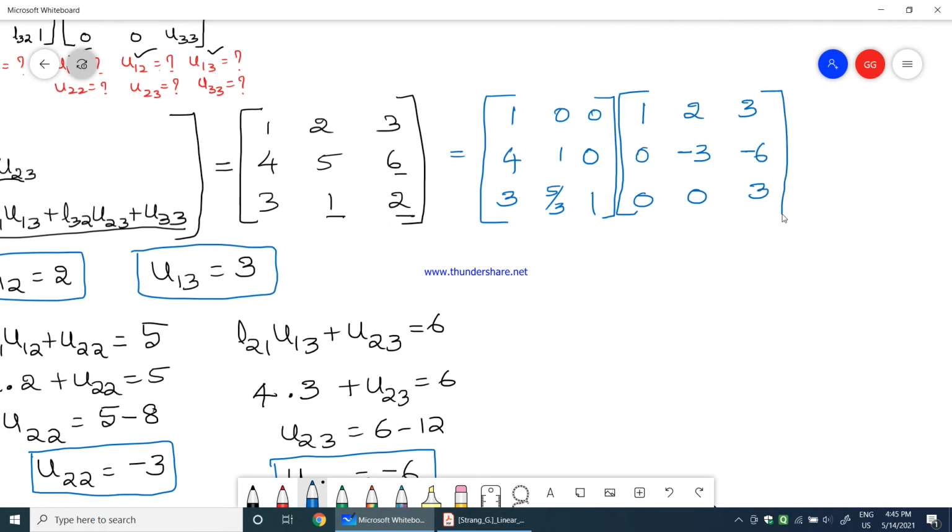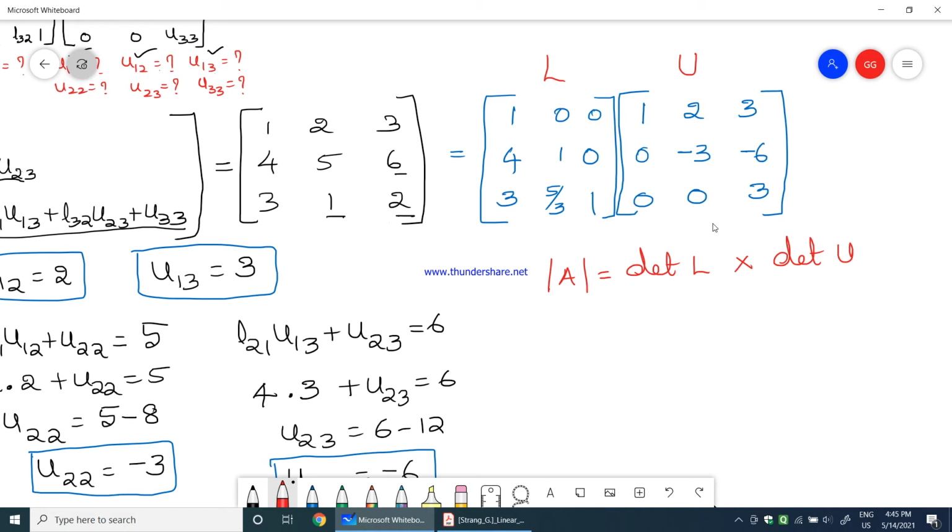So this is what LU factorization is all about. We got L, we got U. Now if you multiply these two matrices, you will end up getting the same matrix A again. Now what is the determinant of matrix A? It is equal to the determinant of the L matrix multiplied by the determinant of the U matrix.